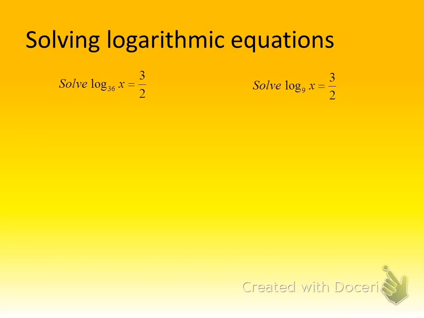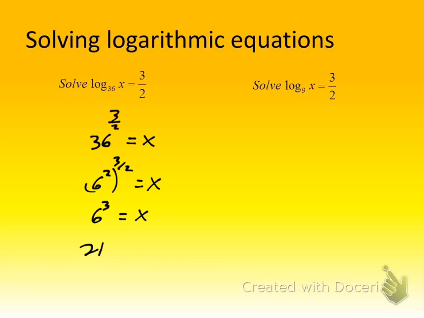You're going to apply your switch. So we're going to go to exponential form: 36 to the 3 halves power equals x, and then you're going to work the left hand side from there. So rewrite 36 as 6 squared, to the 3 halves power, equals x, which leaves you with 6 to the third since the 2's cancel out, and that leaves you with 216 equals x. So it's a pretty simple process as long as you know how to work with the numbers like we have been. Just changing the bases, it's not too bad a problem.